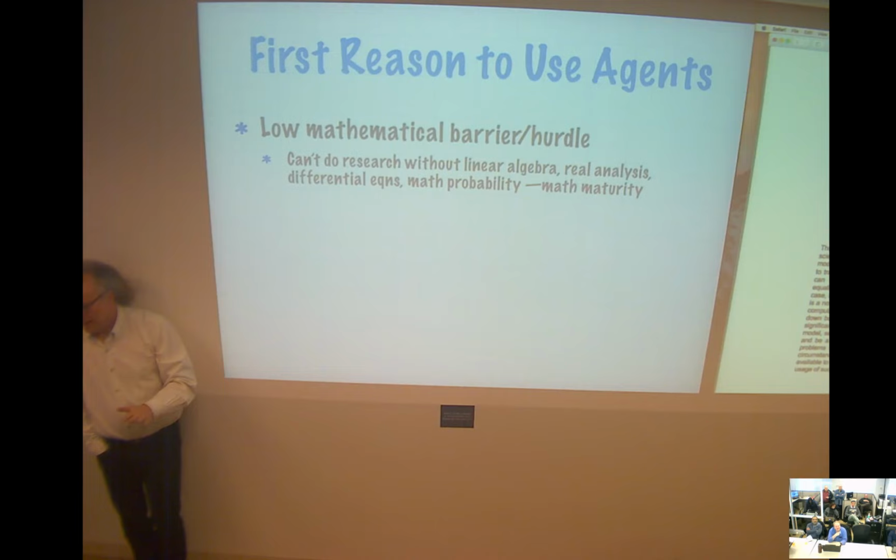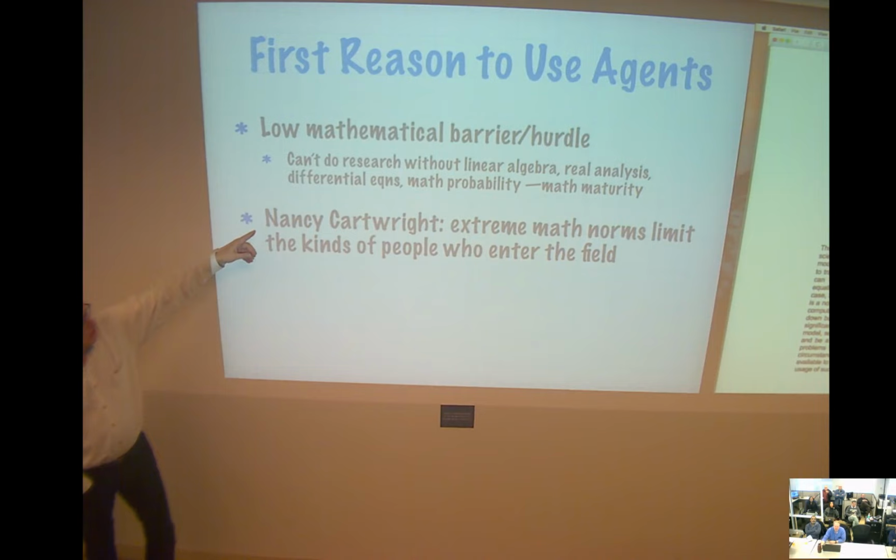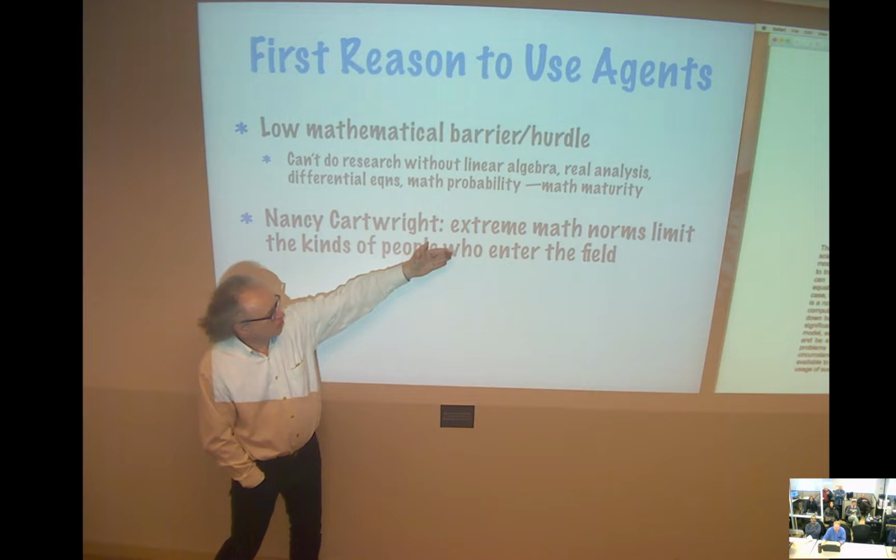And today, there's a monotone increasing number. On average, there's more than one per article. Basically every article has to have at least one theorem, corollary, something or other in it, where there were none. Now, of course, economists today are much better mathematicians. But people like Nancy Cartwright, an important philosopher of science at the LSE, have written that the extreme amount of mathematical competence required to do research in economics limits the kinds of people who enter the field.